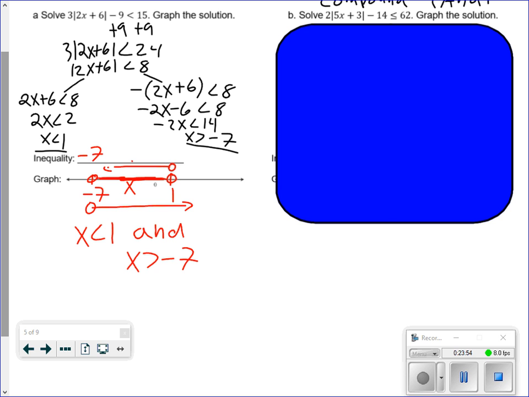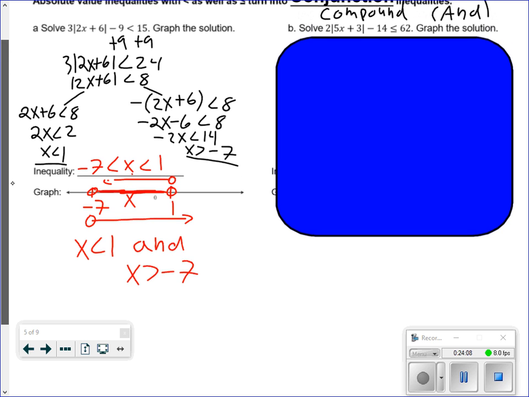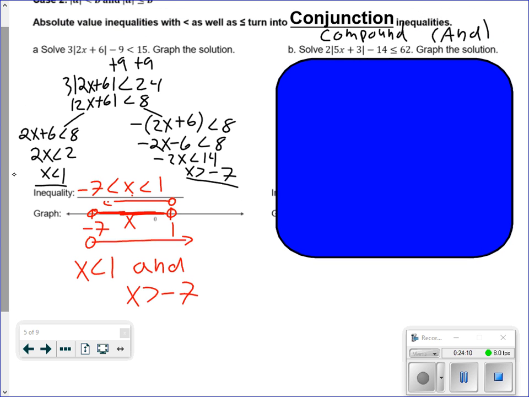So negative 7 will be less than x, which is less than 1. So x will be in that range, from negative 7 up to 1. All right? So for part B, go ahead and pause the video, try it out yourself to see if you'll fully understand this or not. I'm going to pause the video.